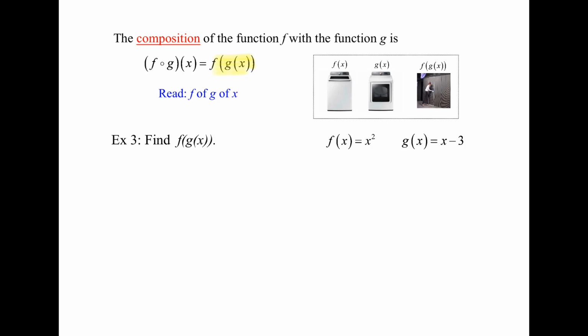So I'm going to go through this example with you on this one. It says find f of g of x. F of x is equal to x squared. G of x is equal to x minus 3.